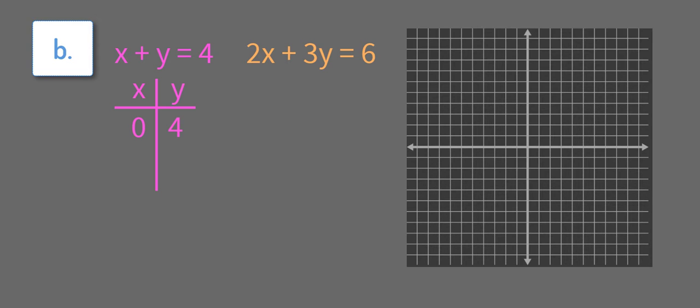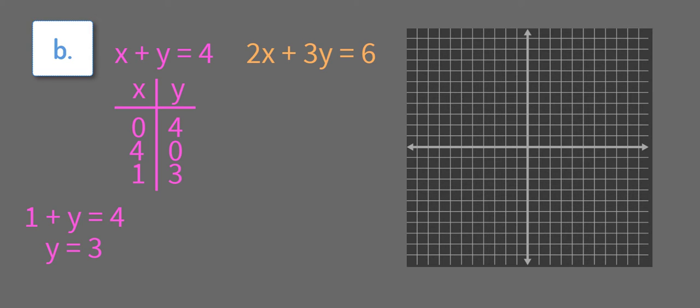With part B, we have x plus y equals 4 and 2x plus 3y equals 6. So we'll go ahead and make our little charts here. X and y, we need at least 3 points. If we start with x equals 0, we know y equals 4. Now if y equals 0, x equals 4. So we only need one more point. Let's go with x equals 1. So 1 plus y equals 4. Y equals 3. So at x equals 1, we have y equals 3.